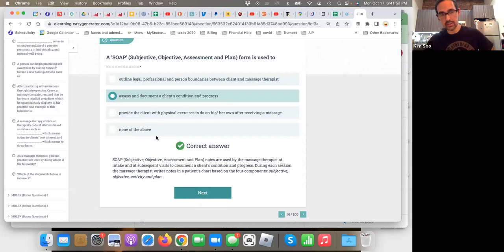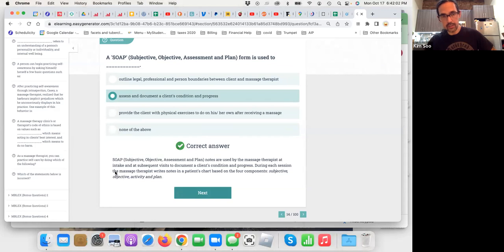Let's just look at what this says, right? SOAP notes are used by the massage therapist at intake and at subsequent visits to document a client's condition and progress. Here you go. During each session, the massage therapist writes notes on a patient's chart based on the 4 components of subjective, objective, activity, and plan or assessment.